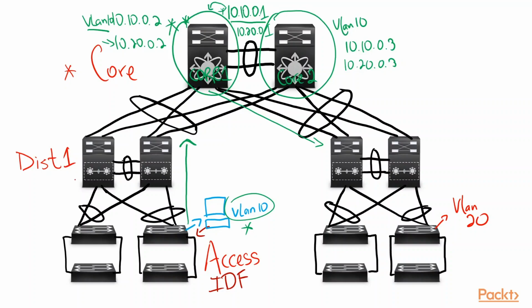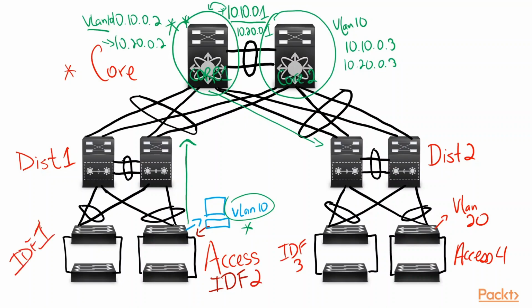We have a distribution 1. We also have a distribution 2. And then we have, let's say, access 4. So we got 4 IDFs, and this is IDF 4, IDF 3, IDF 2, and finally IDF 1. So this machine on IDF 2 needs to communicate to this machine on IDF 4. However, they're not on the same VLAN.